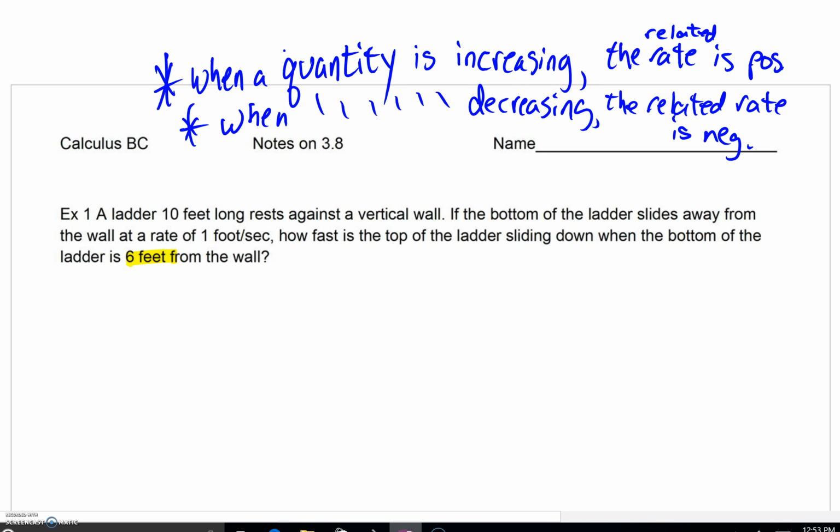Okay, lesson 3.8, we're dealing with related rates, and we're going to be looking at measurements that are changing with respect to time. And no doubt about it, the two asterisks at the top, please copy that down. When a quantity is increasing, that is, it's getting larger, the related rate that would describe that quantity is known to be positive. By way of comparison, if a quantity is getting smaller, if it is decreasing, then the related rate is negative. And it's always a rate with respect to time.